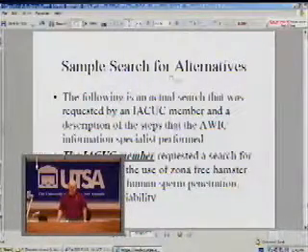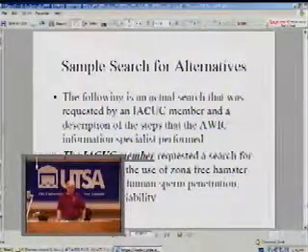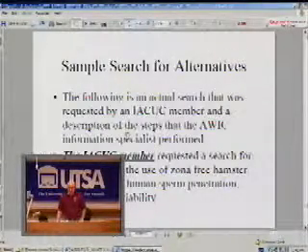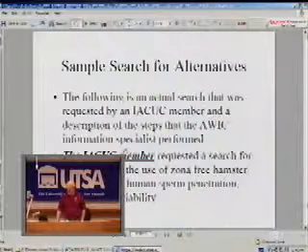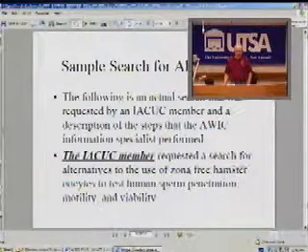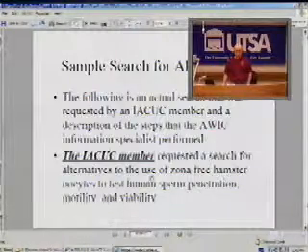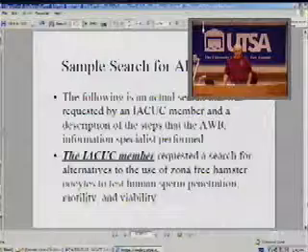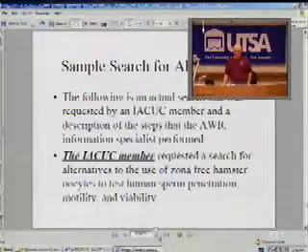So, a sample search for alternatives. The following is an actual search that was requested by an IACUC member and a description of the steps that the AWIC information specialist performed. The IACUC member requested a search for alternatives to the use of zona-free hamster oocytes to test human sperm penetration, motility, and viability.